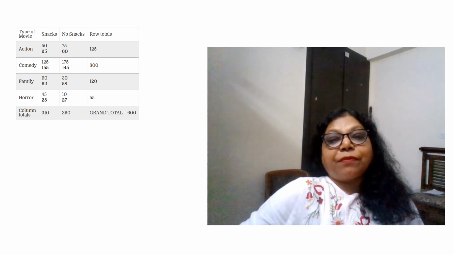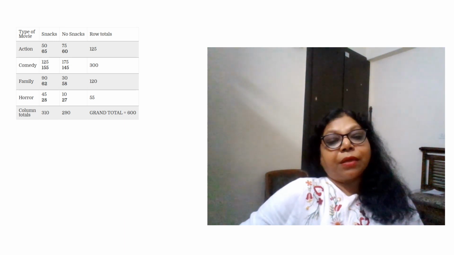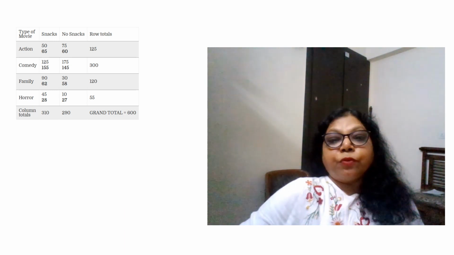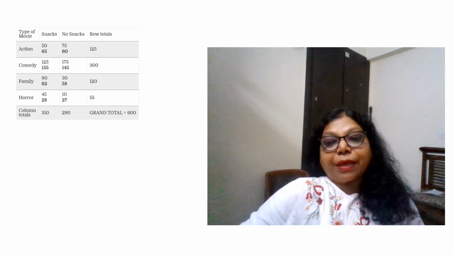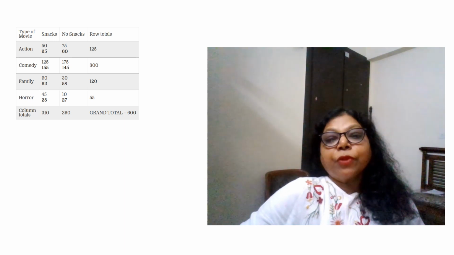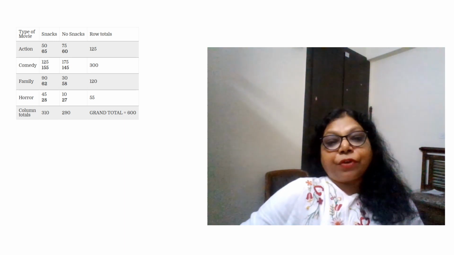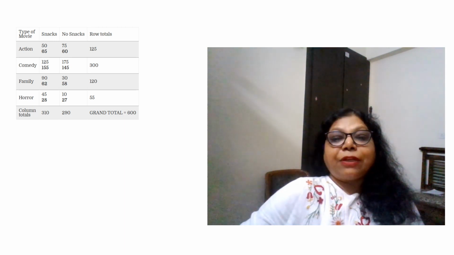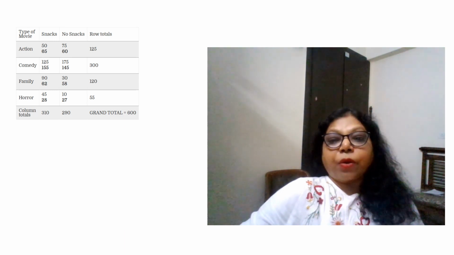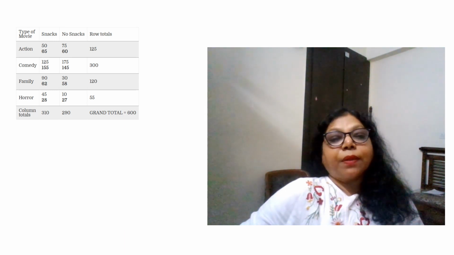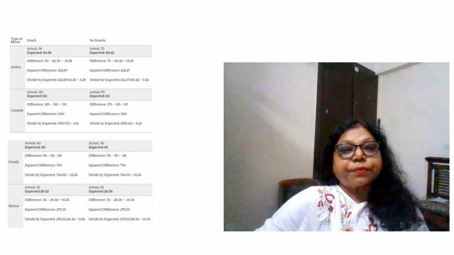A common mistake with expected count is to simply divide the grand total by the number of cells. For our movie data, this is 600 divided by 8, which is equal to 75. This is not correct. We know the row totals and the column totals. These are fixed and cannot change for our data. And the expected values are based on the row and column totals, not just on the grand total.